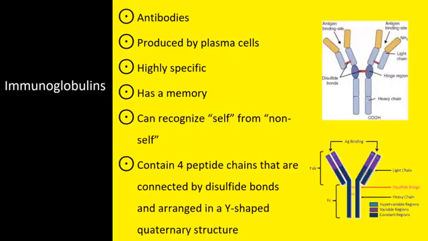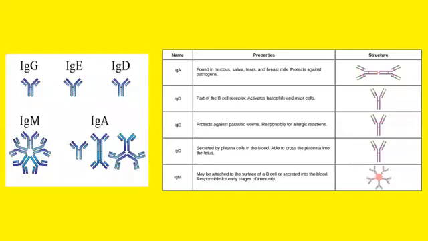They can recognize if a molecule is self, naturally occurring, or non-self, which is our antigen. They contain 4 peptide chains that are connected by disulfide bonds and arranged in a Y-shaped quaternary structure. We have 5 different types of immunoglobulins: IgG, IgE, IgD, IgM, and IgA. Each of these types of antibodies has a different function. In the table here, we have its function.